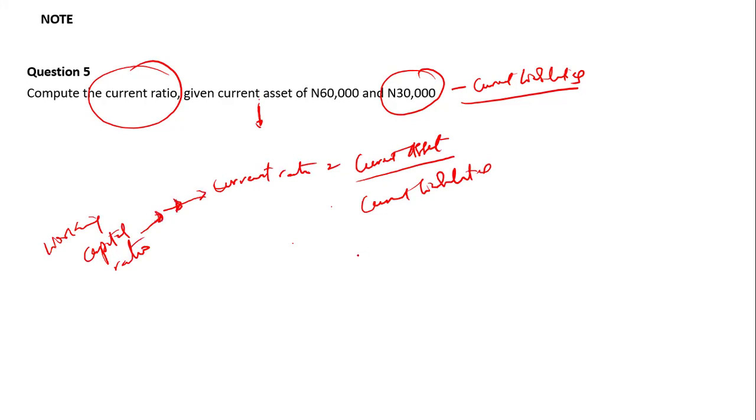So in this case, the question is very simple. What's current asset? Current asset is 60,000. Current liability is 30,000. So what's my answer? You can use the calculator: 6 all over 3. The answer is 2. So our current ratio is 2, meaning that our current asset is twice our current liability, which you can pay without much difficulty.